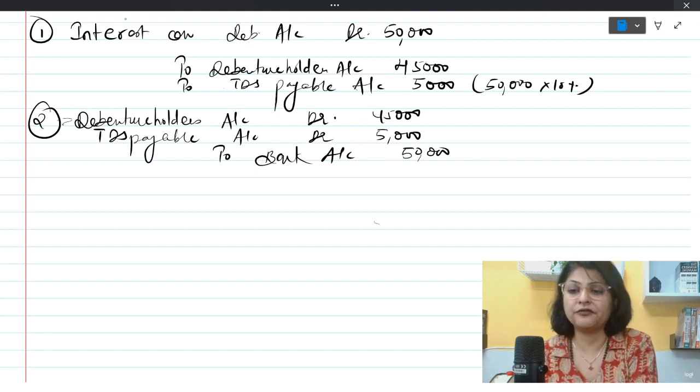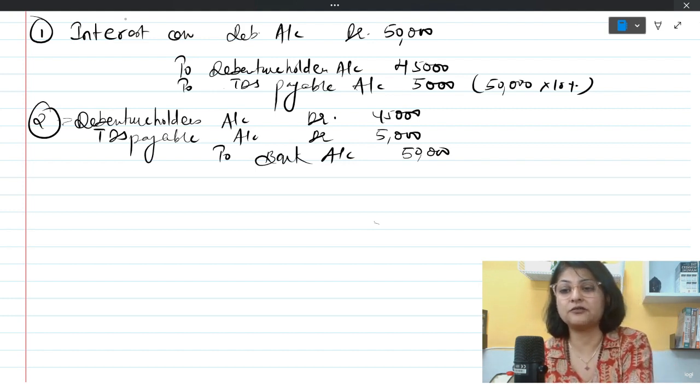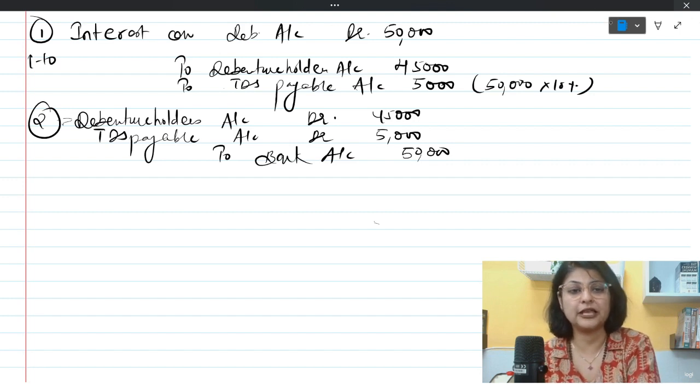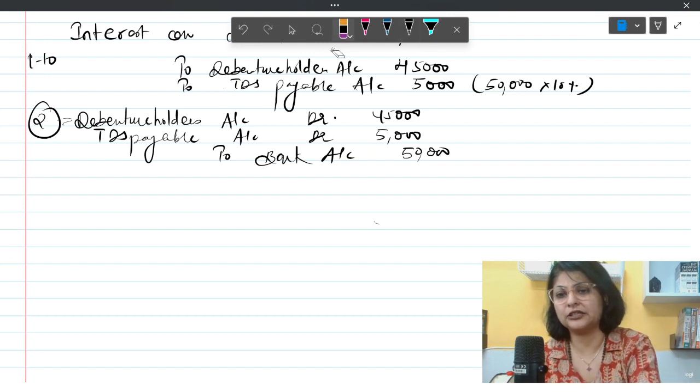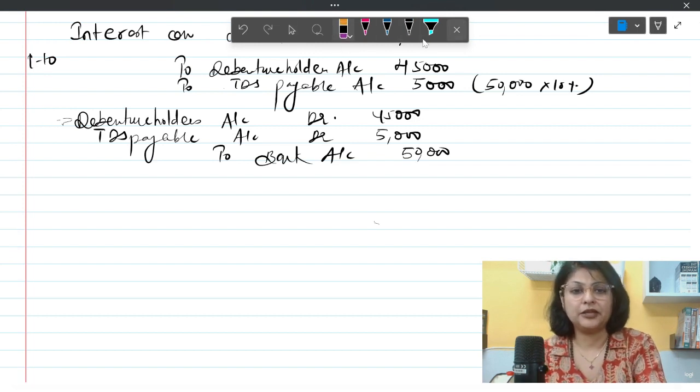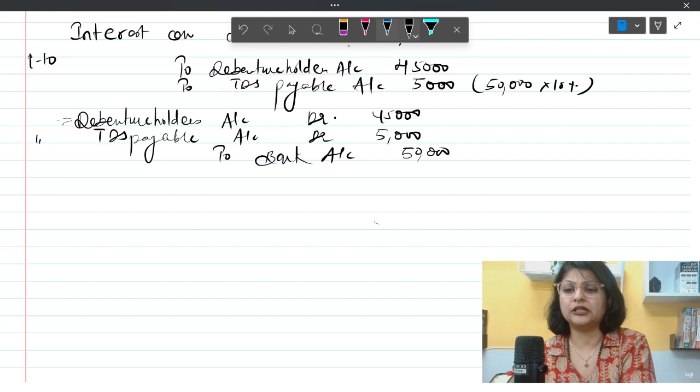Same set of entry will be passed on 31st. This was 1st of October. I have written number 1 and 2 by mistake. So I'll just erase number 1 and 2, and I'll write down the date over here. Same date is copied below also, and on 31st of March, same entries are going to be passed.